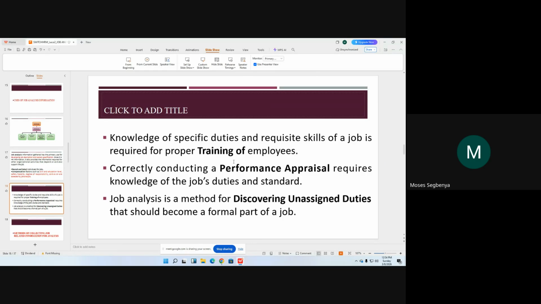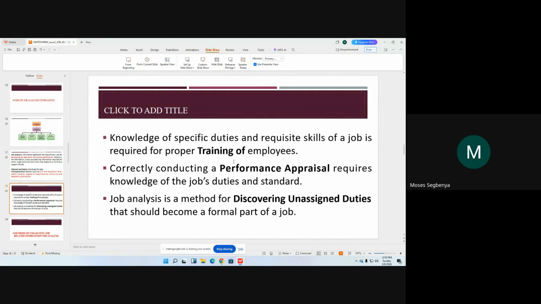Assuming somebody has a measure but doesn't have it at the level you want, when you bring the person on board, because you have done your job analysis, you really know what to add onto what the person comes with to be able to perform the job for you.